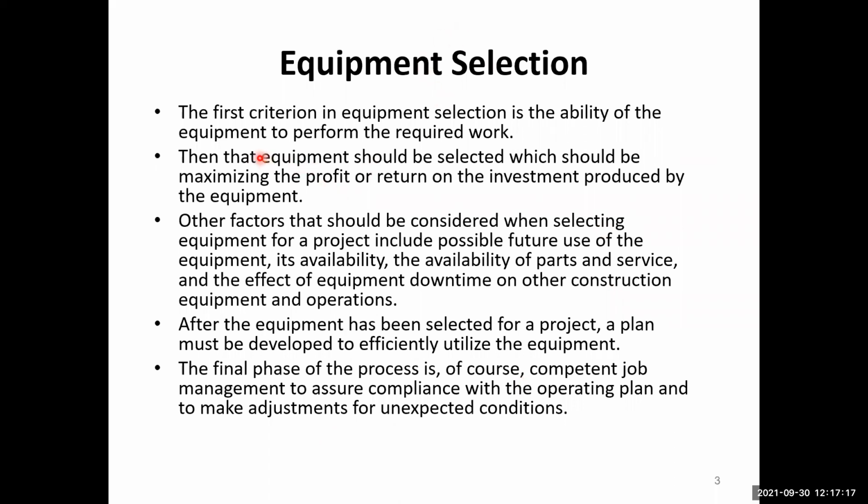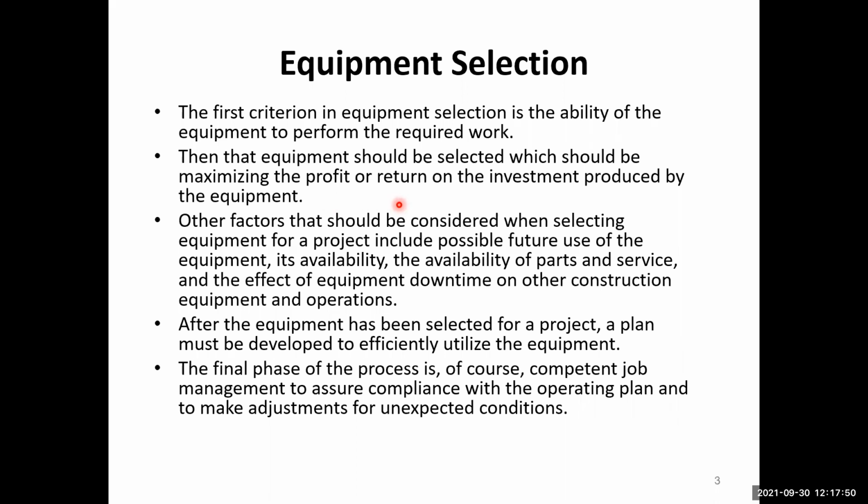Okay, so the equipment selection. The first criterion in equipment selection is the ability of the equipment to perform the required work. So whatever equipment we choose for that process should be able to perform that work. Then that equipment should be selected which maximizes the profit or return on investment produced by the equipment. So the selection of the equipment should be based on the quantity of the work performed.